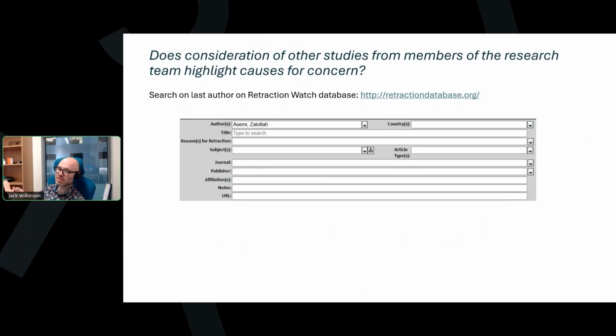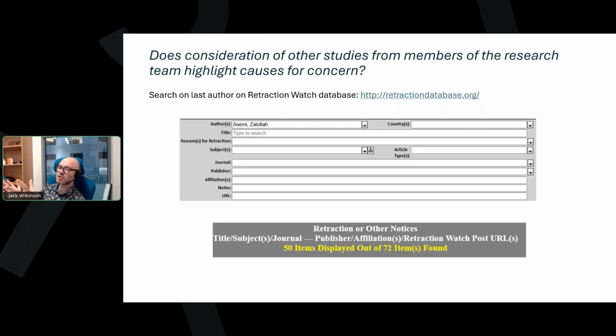Well, here we recommend that people check the Retraction Watch database, okay, which stores retraction notices, okay? And if I do a search on the senior author on this paper, it returns 72 notices, okay? So these are expressions of concern or retractions on other papers by this author, all right? And if we look, these relate to data integrity issues. So if I saw that the senior author had this track record, that might be something of a red flag, okay?